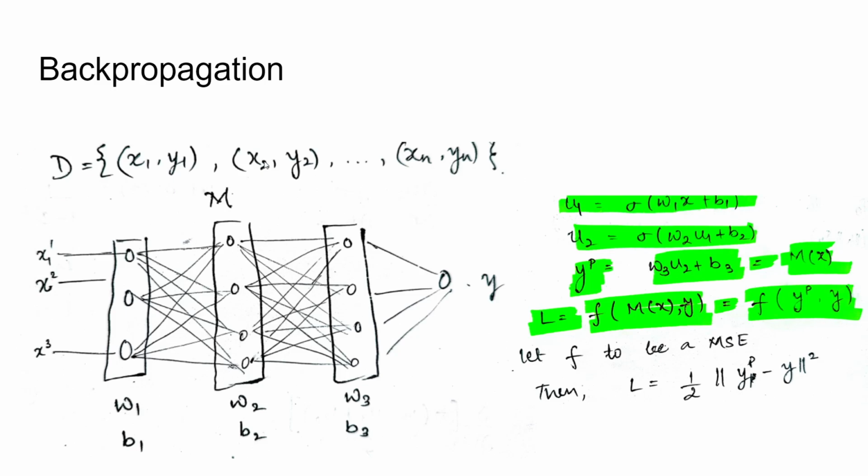Assume for now f to be a mean squared error. So this is a regression setting where each input x is labeled with some real value, and the model is predicting some real value as well. The goal is that the predicted real value should be very close to the ground truth real value. Okay, so this is a case of regression.